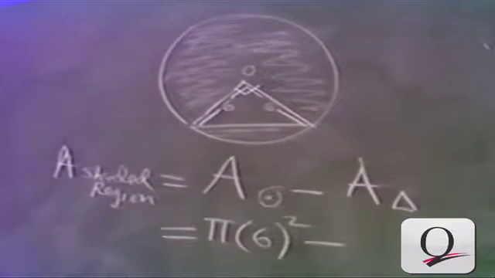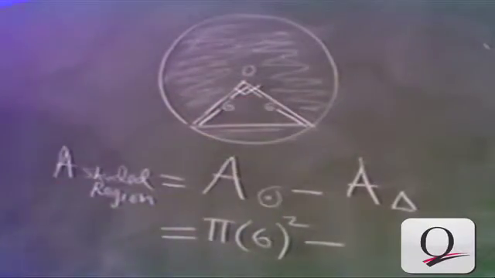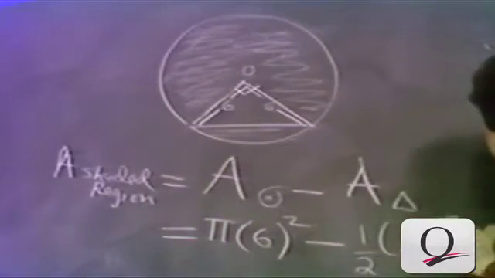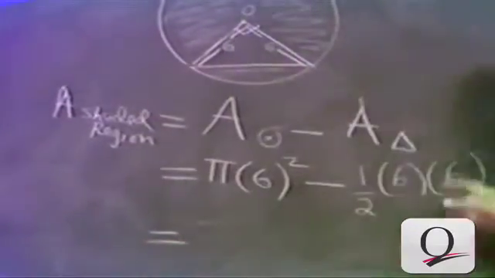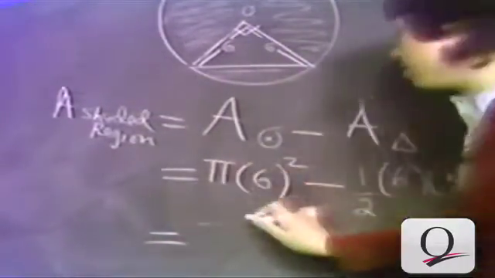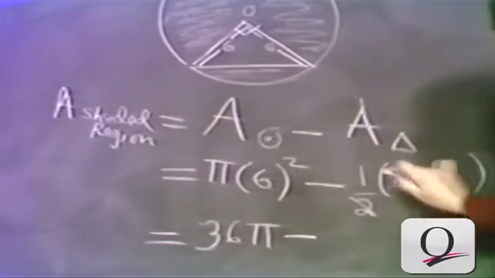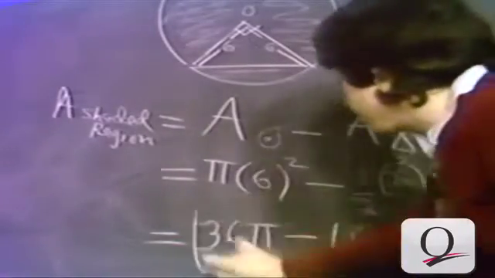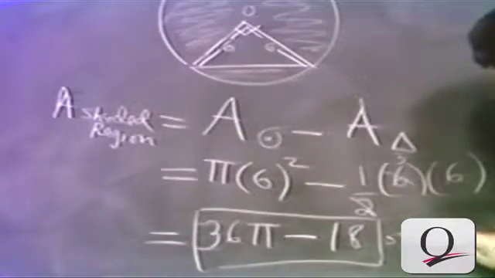And in a right triangle, instead of 1/2 base times height, you can use 1/2 the product of the legs, because either leg could be thought of as the base and the other one as the height. So we get 1/2 times 6 times 6, giving us 36 pi, minus, now 2 goes into 6 3 times, so minus 18. 36 pi minus 18 square units.